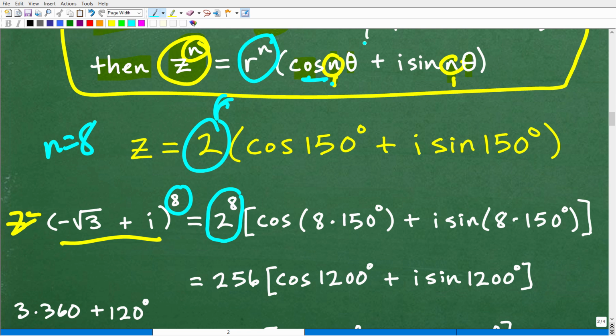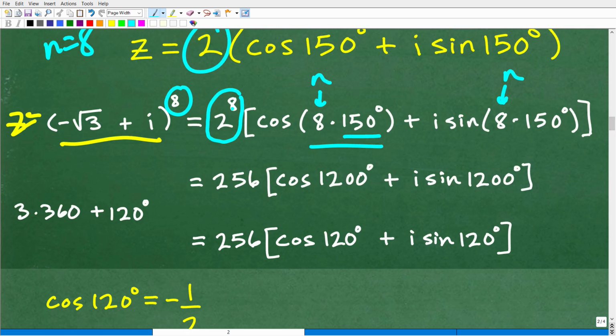Cosine of n times our angle. Again, n is 8 times the angle of 150 degrees. And you're going to have to put this in parentheses. We're going to have to figure this out in a second. Plus i sine of n times that angle. This is always going to be the same. So that's going to be 8 times 150. All right, let's go ahead and take the next step. 2 to the 8th power is 256.